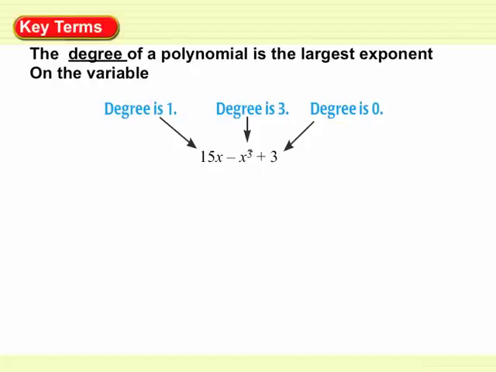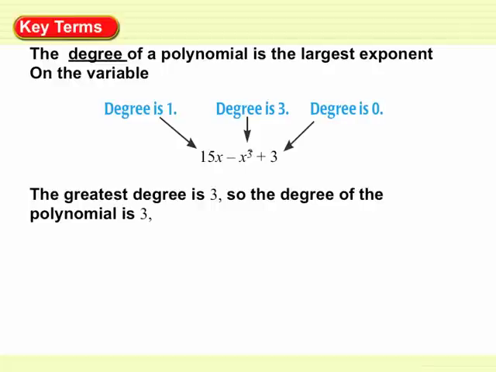The last term has a degree of 0. We could write the last term, 3, as 3 times x to the 0. Remember, x to the 0 is another way of writing the number 1. Now we know the degrees of the three individual terms in this expression. The degree of the whole expression is simply the highest of these three degrees. The greatest degree in this case is 3, so the degree of the whole polynomial is 3.